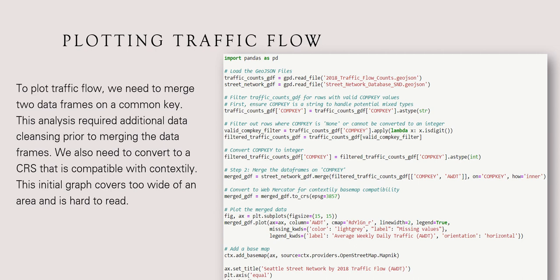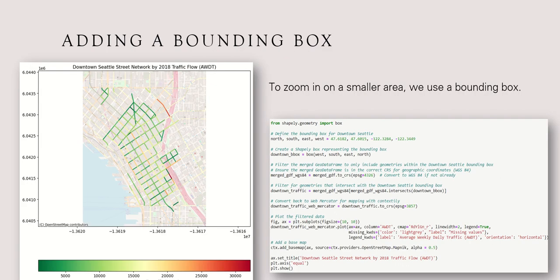So to do this, we'll have to merge 2 data frames on a common key, and it will require us to do additional data cleansing and to convert to a reference system that is compatible with Contextily. So then we need to add a bounding box because you'll see when we do the initial code, we get too large of a geographic area and we can't actually see the traffic flow data. So we'll add a bounding box, zoom in on downtown Seattle, and then we can view our results for average weekday daily traffic in downtown Seattle.